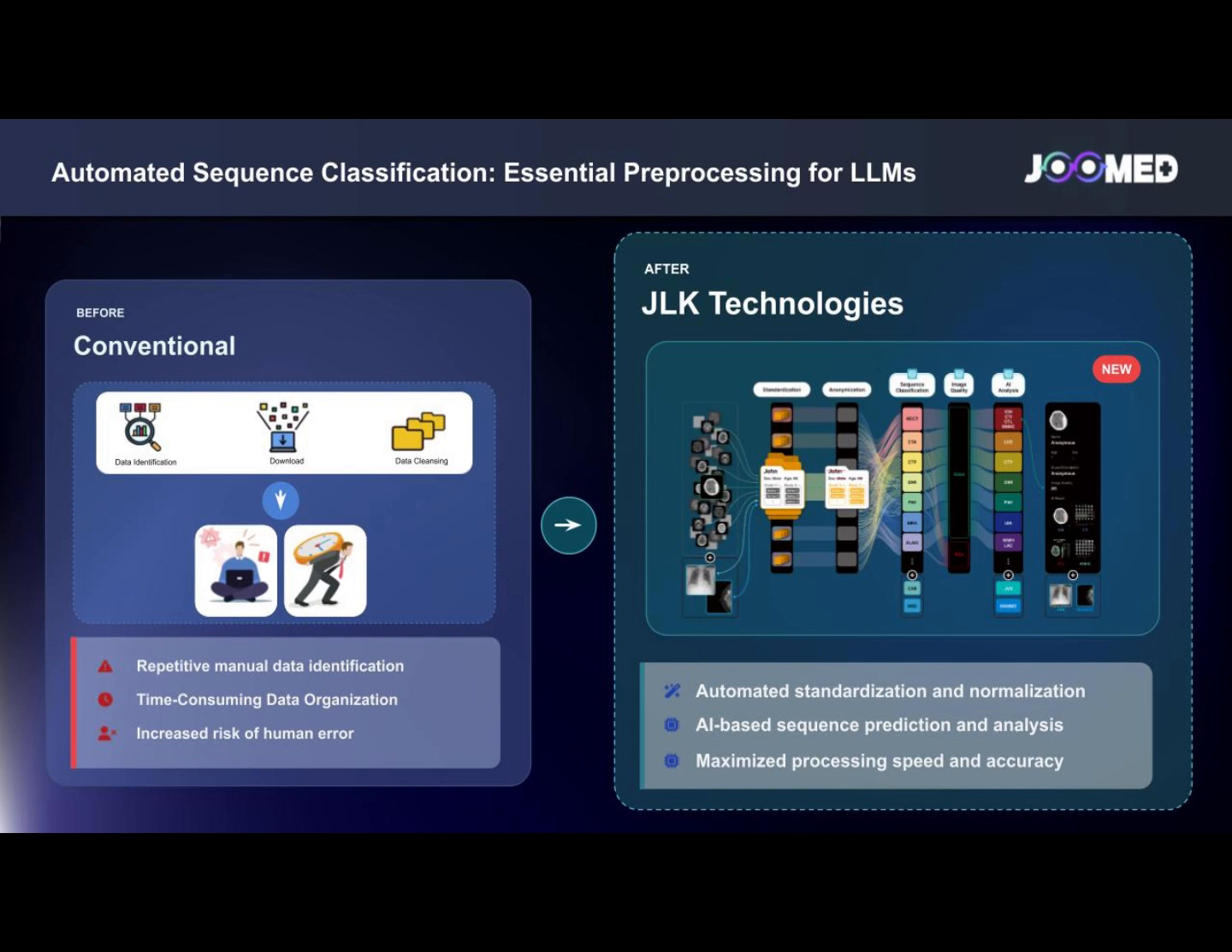For stroke analysis in particular, the AI automatically extracts only the relevant sequences from numerous mixed modalities. DWI for ischemic stroke and non-contrast CT for hemorrhage analysis. Through this approach, JOOMED significantly reduces token costs and substantially improves analysis speed.